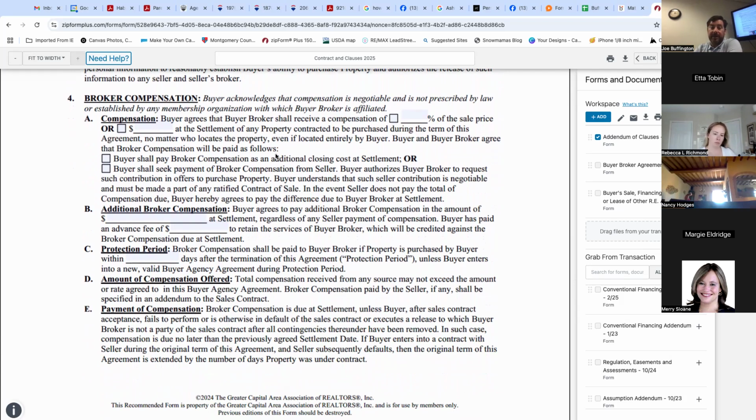Buyer and buyer broker agree compensation shall be paid as follows. You've got two options. One, the buyer will pay you. Don't negotiate it in the contract, I will just pay you flat out.